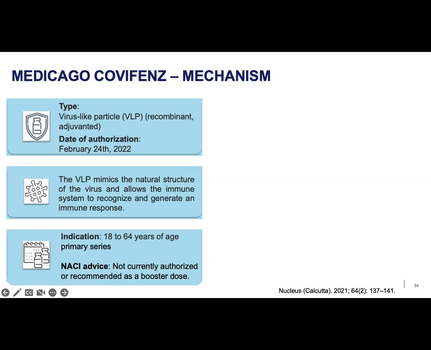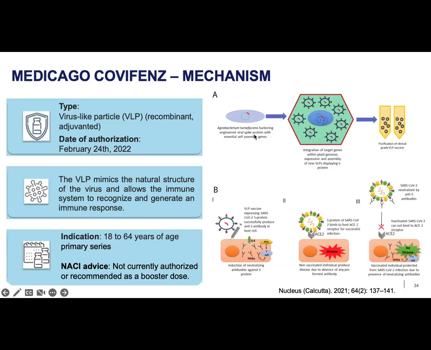So the mechanism of action of Medicago is similar to Novavax, in that instead of an insect viral vector, the spike protein DNA is carried by a soil bacterium, Agrobacterium. The plant culture is then injected with this bacterium, and the target spike protein is integrated within the plant genome, and there is expression and assembly of new virus-like particles displaying the spike protein. And these VLPs can be extracted and purified.